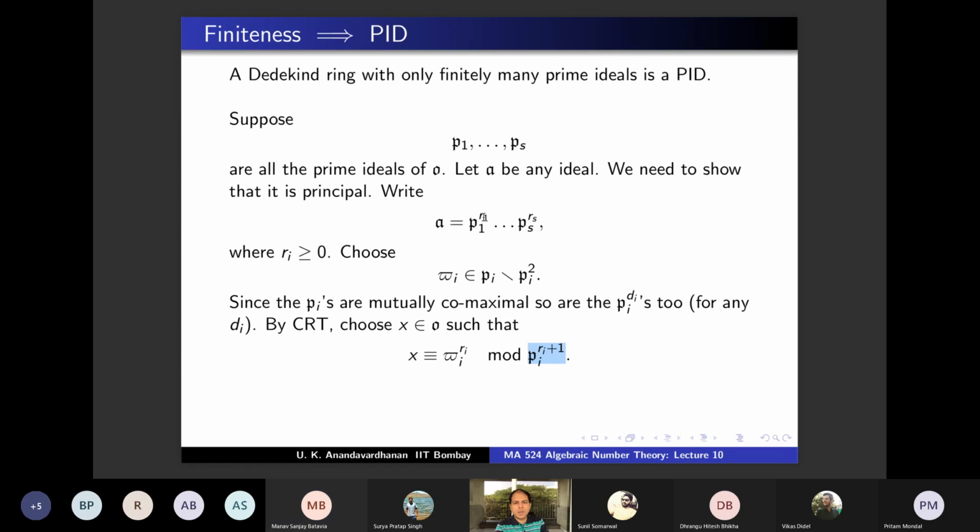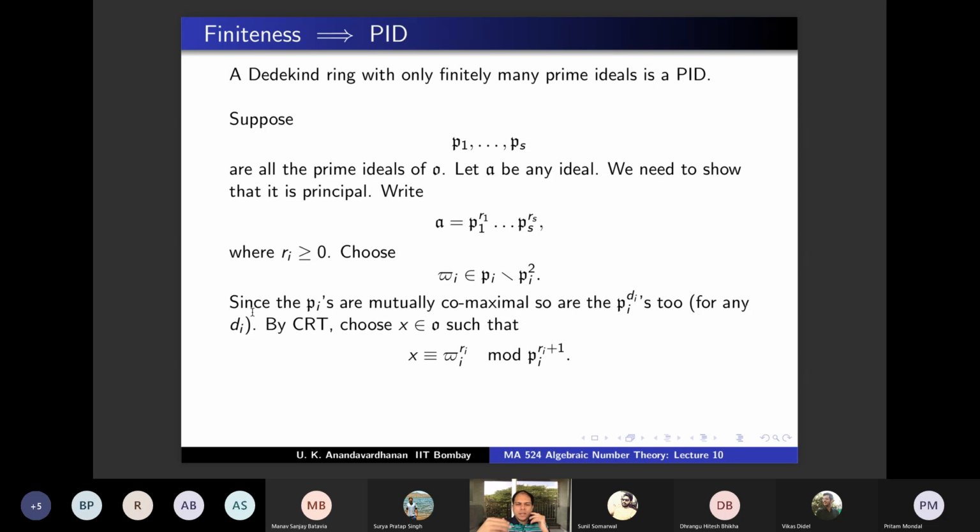Also note, suppose r1 is 0. Even then it's okay because I'm taking plus 1 here. So these are proper maximal ideals. Okay, so even our ri being 0 is fine for this step, and ri could be 0, we don't know. So anyway, we have taken a common x which is congruent to pi power ri mod pi power ri plus 1 for all i together. Simultaneously we have chosen this x.